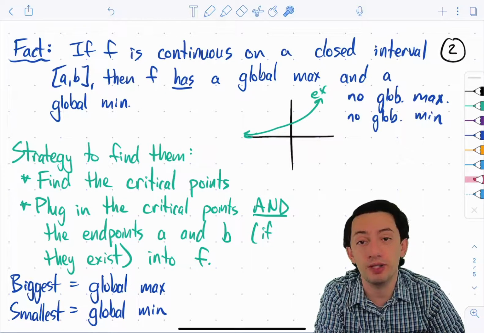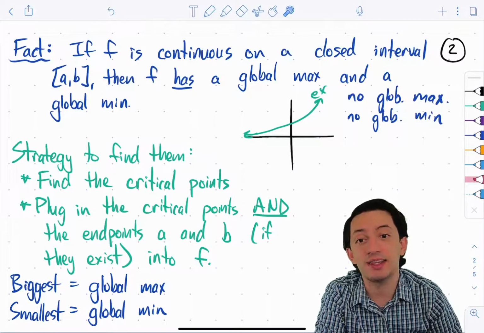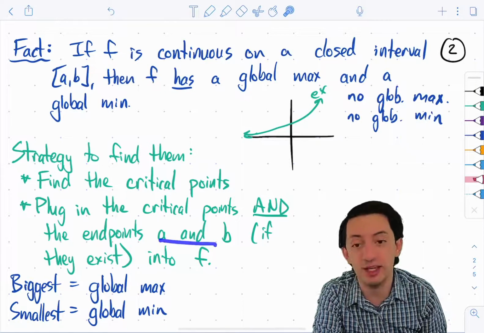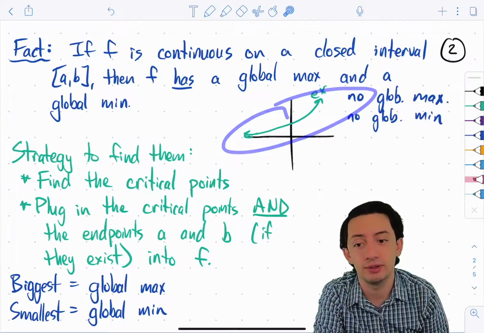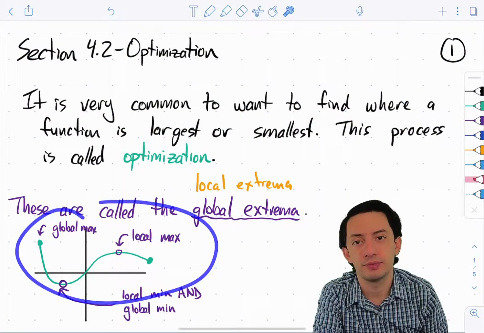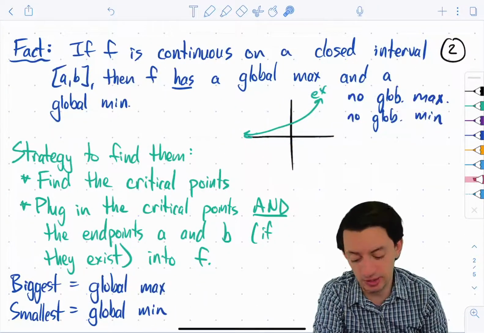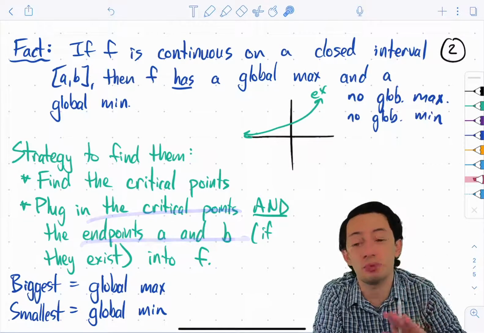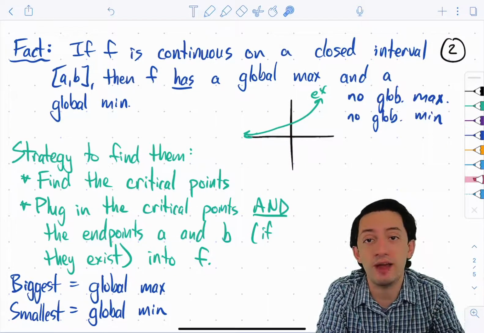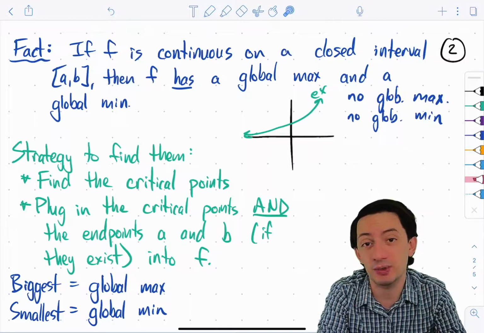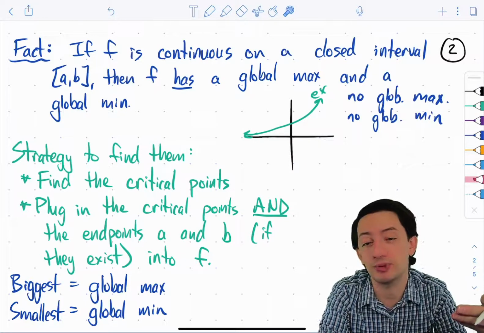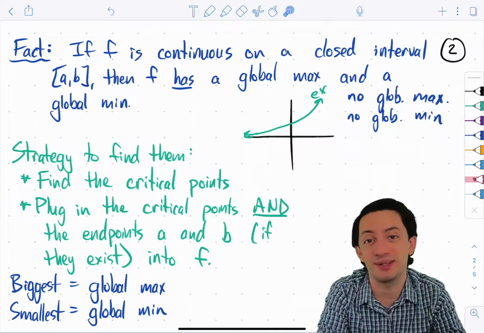Take those critical points and take the endpoints a and b if they exist. So like here they don't. Here they do. If they exist, take them as well. Take those critical points and the endpoints, just plug them all in. You'll get a bunch of values of f. The biggest one is the global max. The smallest one is the global min. It's very simple.